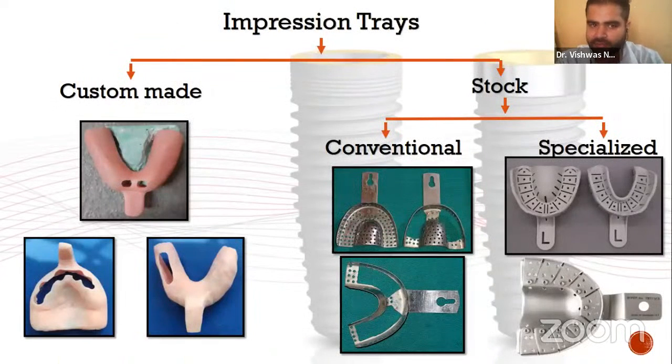So for this, we require specialized trays, the trays which have windows in them. You can either use custom trays and make a window with the help of acrylic resin, or you can use a stock tray, that is the conventional trays, by cutting a channel in it. There are also specialized trays available nowadays, which allow a particular segment to be removed and the impression to be made easily.